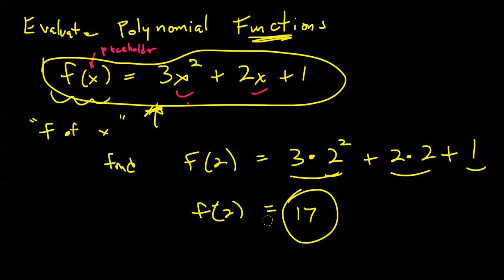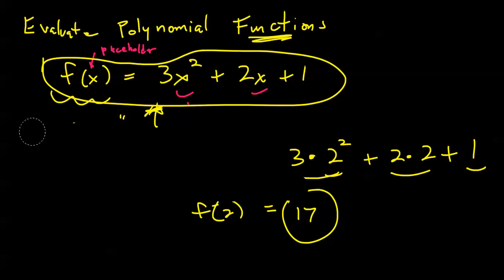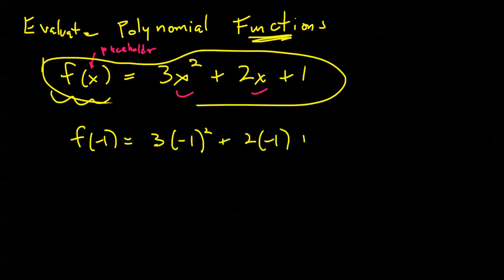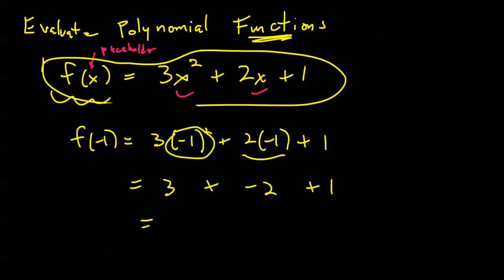Let me erase this and get some room here. I don't want to rewrite the function if I don't have to. So, same f of x as defined above. Let's find f of minus 1. Again, wherever I see an x, I plug in a minus 1. Be careful when you're substituting in negative values. It's a good idea to wrap them in parentheses so you don't mistake multiplication for subtraction. Minus 1 squared is positive 1. 1 times 3 is 3. Plus 2 times minus 1 is negative 2, plus 1. And 3 plus minus 2 plus 1 is 2. So f of minus 1 is 2.